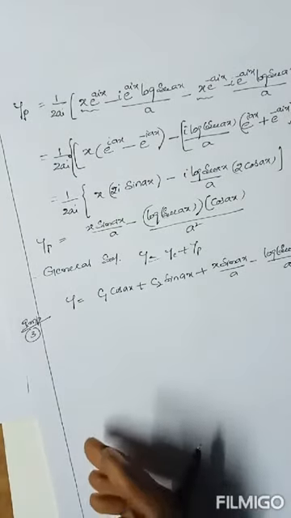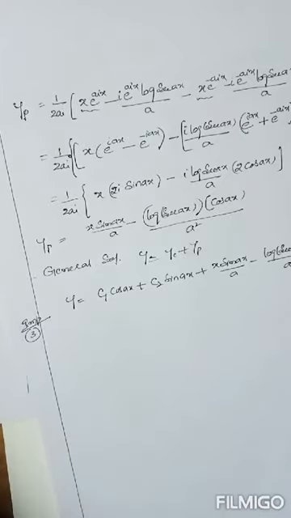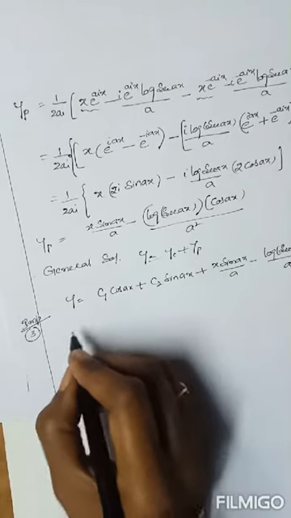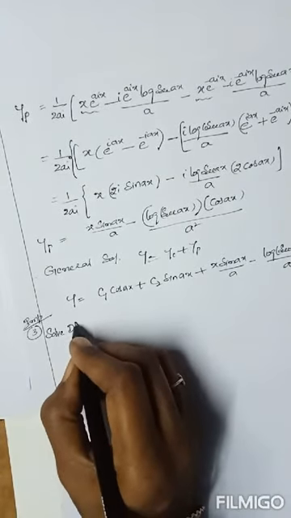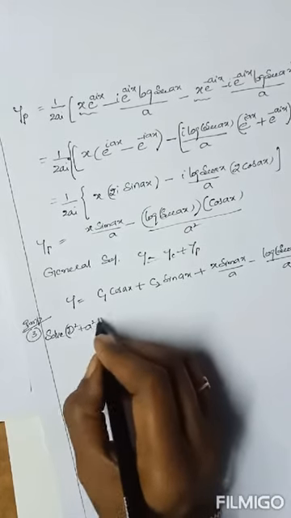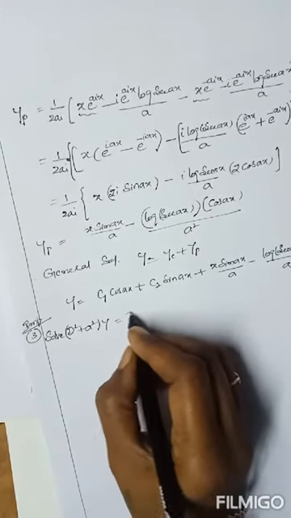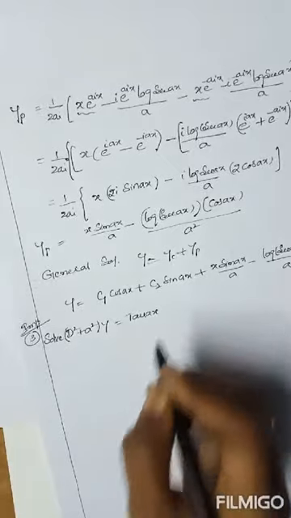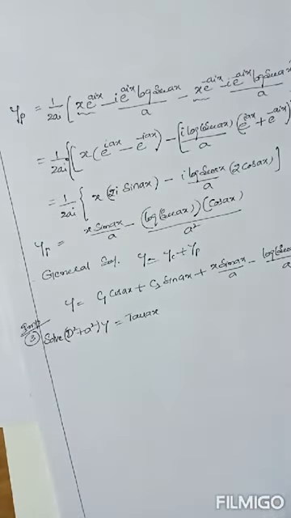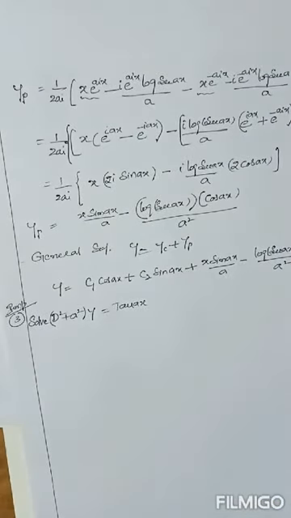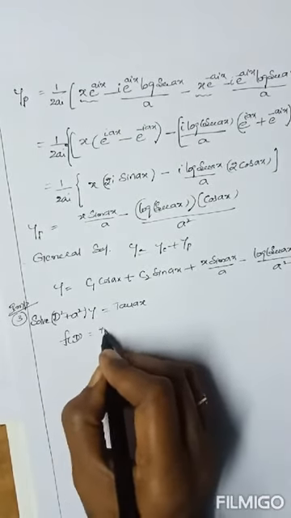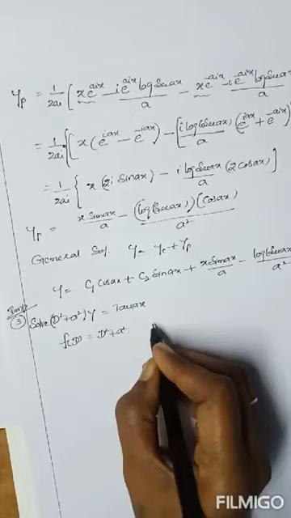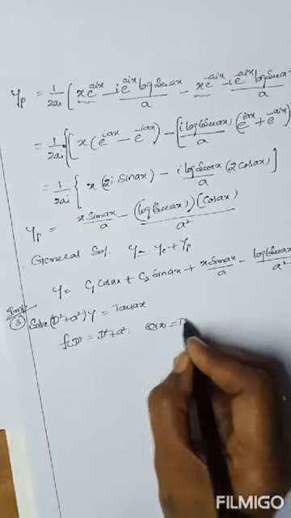The question is here: solve d square plus a square of y equal to tan of ax. This is also 100% similar to the previous; every step is similar to the previous. The problem is already in the standard form. Directly you can write f of d is d square plus a square, and Q of x is tan ax.